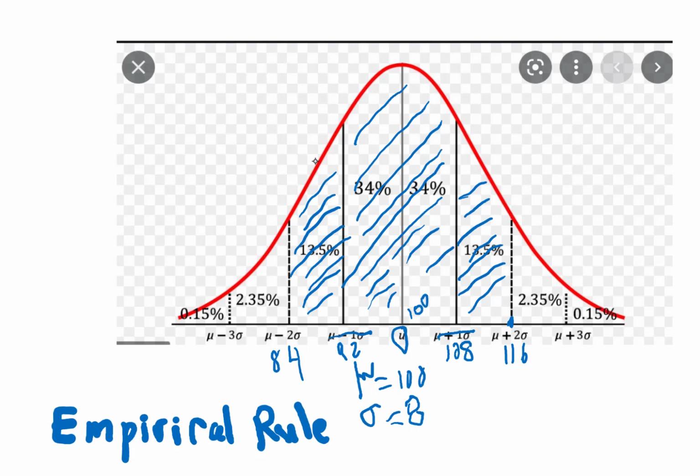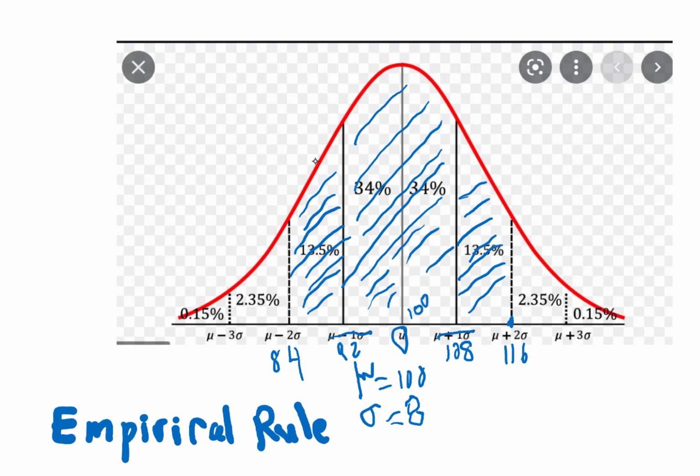What does that mean? For example, if he asks you what percent of the data would fall between 84 and 116, you look at 116, it's a result of adding twice the standard deviation. And you look at 84, it's a result of subtracting the standard deviation from the mean twice. This is 95%, and that's why we call it the 68, 95, 99.7% rule.